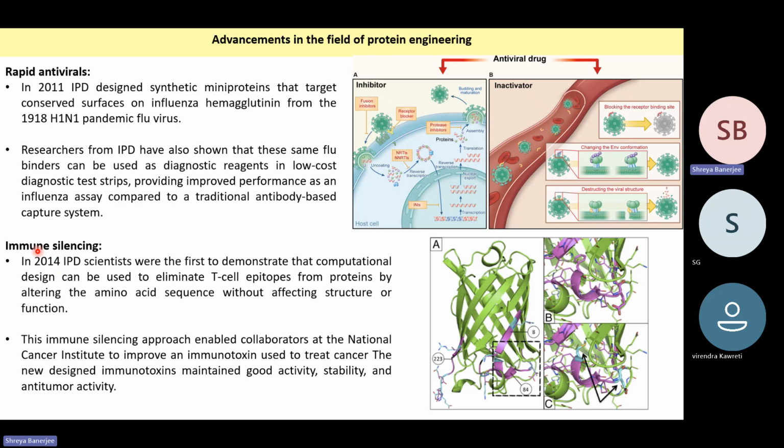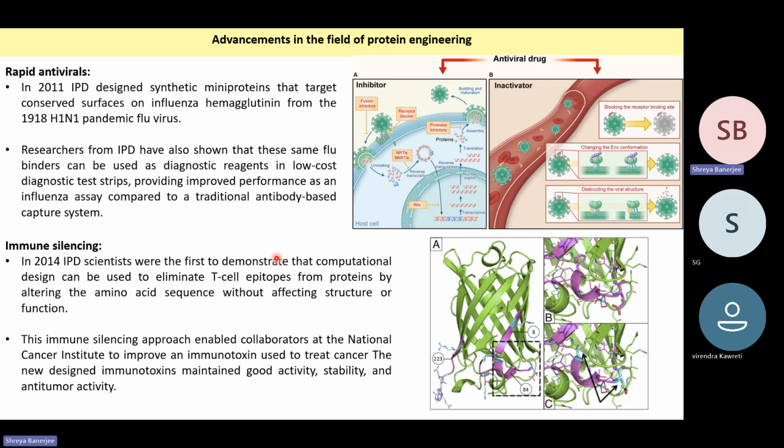Another advancement has been in immune silencing. In 2014, IPD scientists were the first to demonstrate that computational design can be used to eliminate T cell epitopes from proteins by altering the amino acid sequence without affecting structure or function.